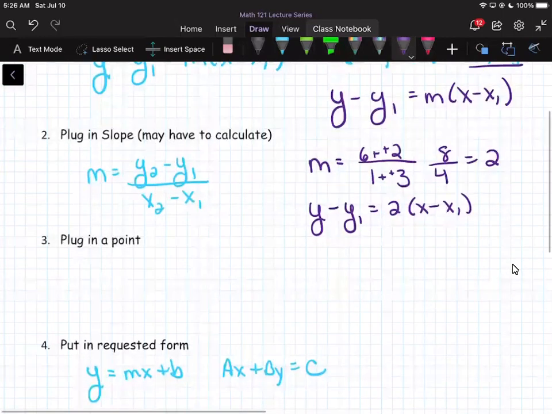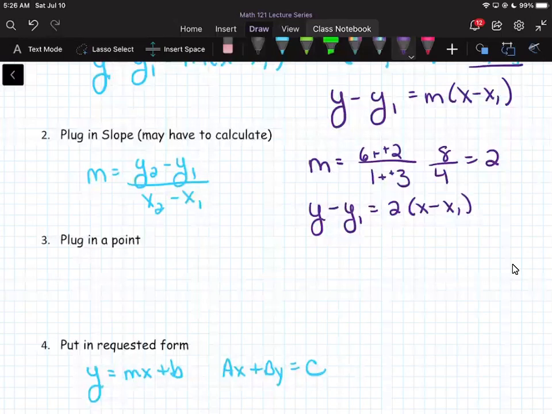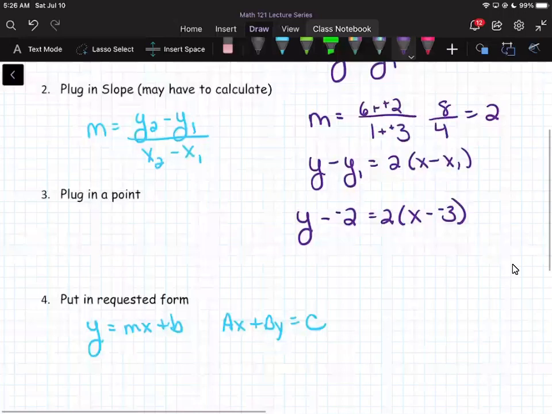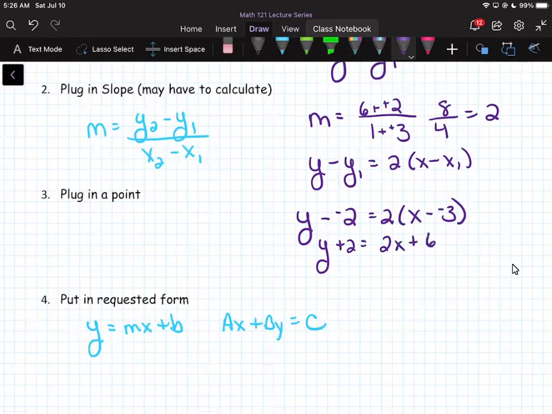For step 3, we're going to plug in a point. We can use either point. I'm going to choose to use -3, -2. So I'm going to have y minus a -2 equals 2 times x minus a -3. Again, that came from this is x1 and this is y1. Simplifying, I have y plus 2 equals 2x plus 6.